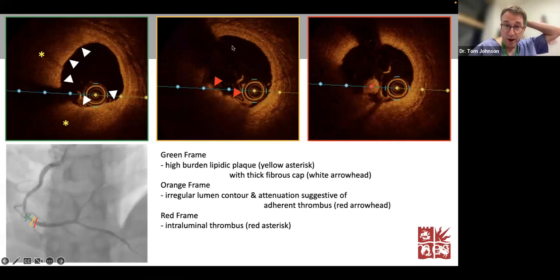I think the difficulty we have here is defining whether this is plaque rupture or erosion. Because we have this attenuation, we can't really see whether there is any disruption of the underlying plaque. So often that's quite difficult for us to assess.